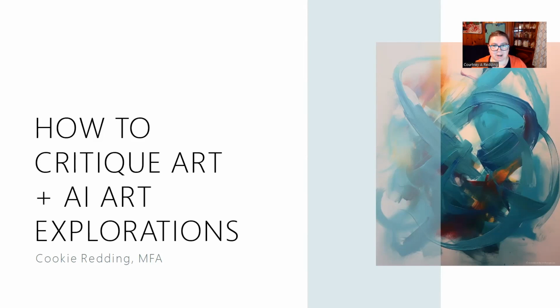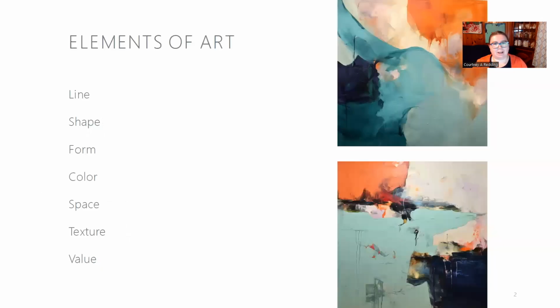My name is Cookie Redding. I am a professor through the School of Visual Arts and the World Campus, where I teach through the digital art program and the DMD program, which is design and multimedia. So AI and art is pretty commonplace in my realm. But let's look at how to actually talk about art.